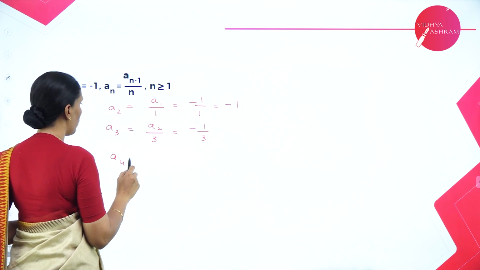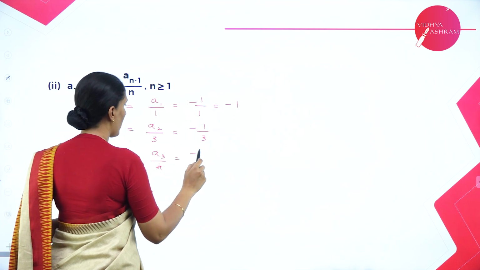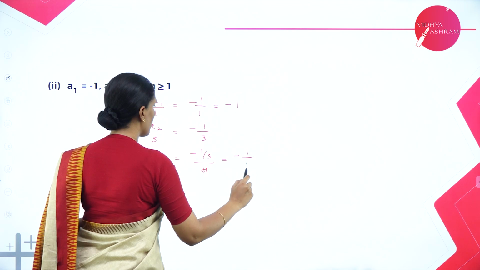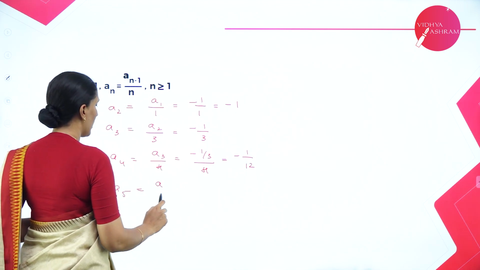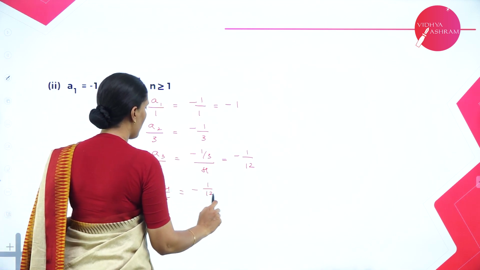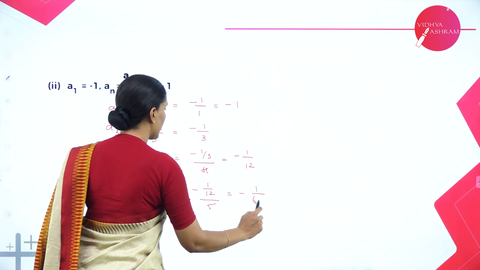Next we take a4. a4 is a3 by 4. So minus 1 by 3 divided by 4, which is equal to minus 1 by 12. Next we have a5. a4 by 5: minus 1 by 12 by 5, minus 1 by 60.